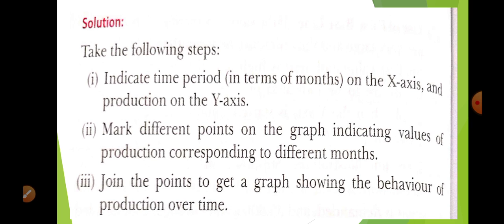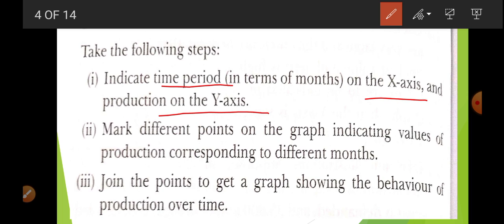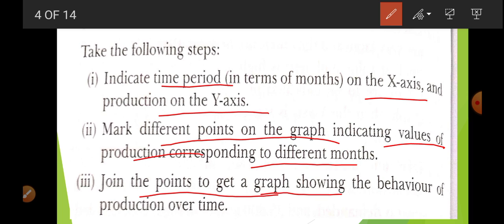Okay, now how are we going to draw it? First of all, indicate time period on OX axis and production on OY axis. Okay, mark different points on the graph indicating value of the production corresponding to the different months and join these points on a graph showing the behavior of production over the time, and in this way you are able to construct a time series graph.